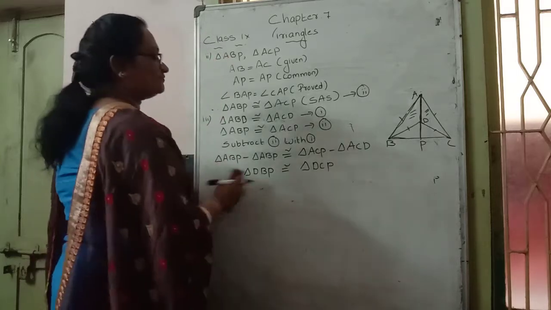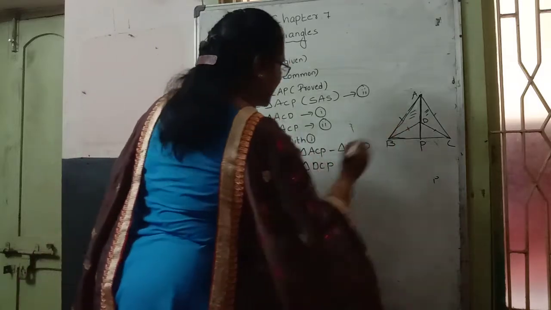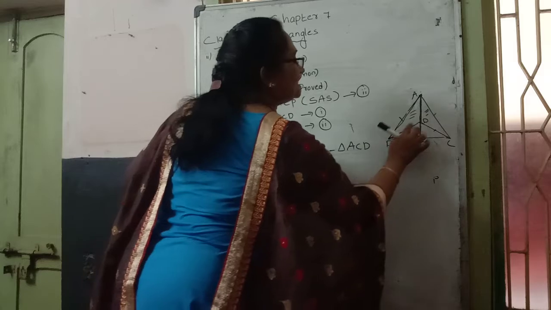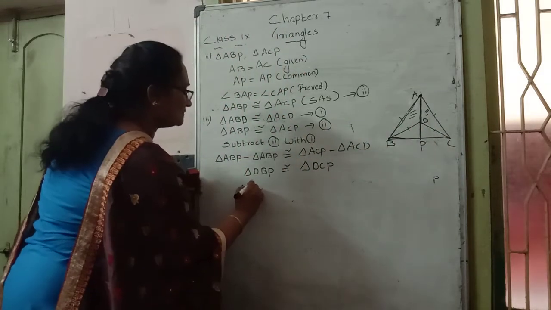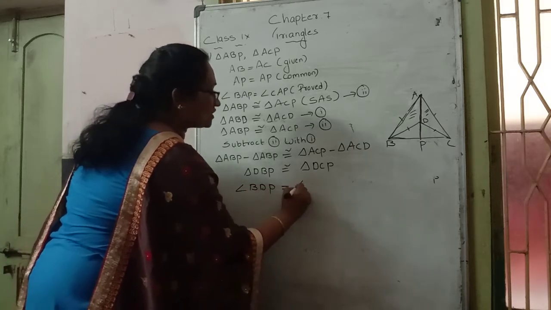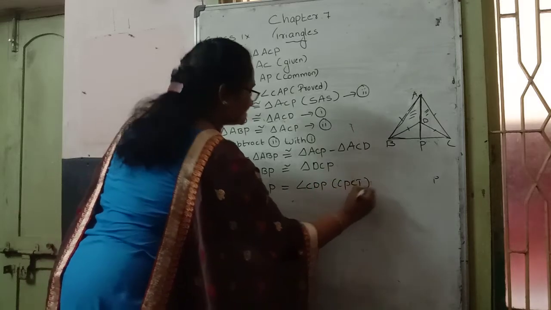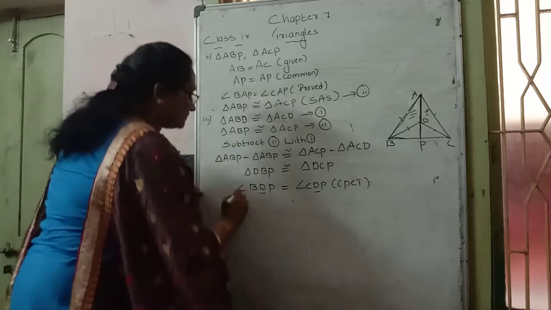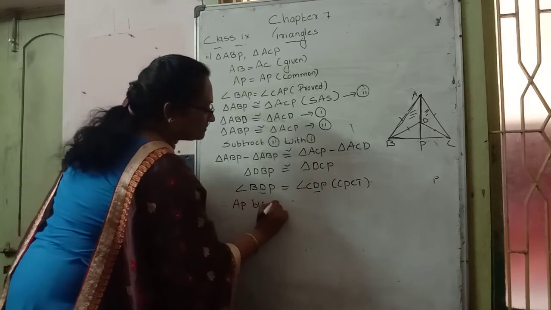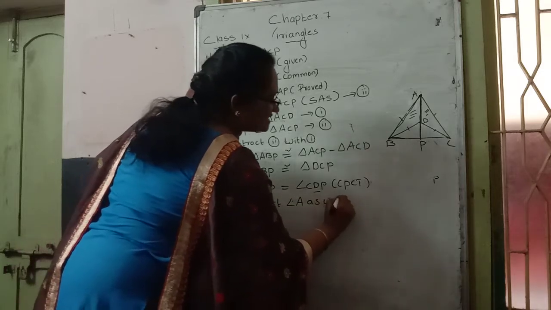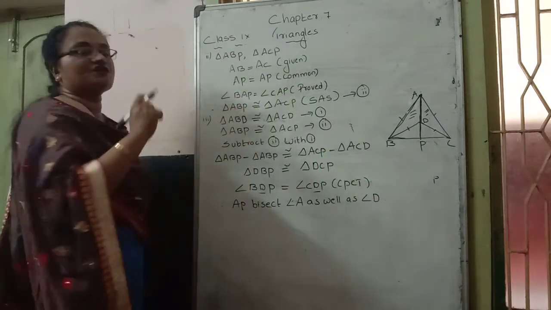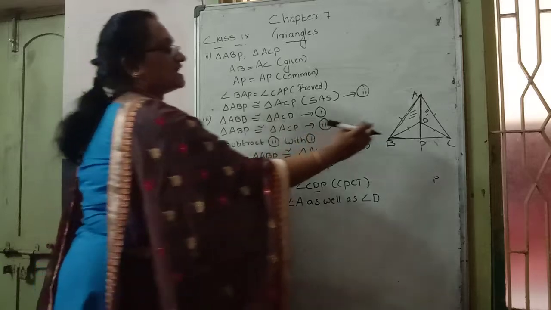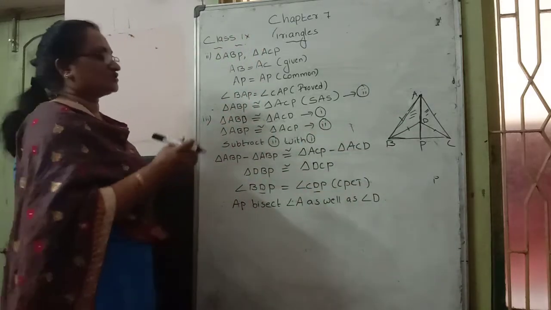Therefore, by CPCT, we can say that the two triangles are congruent. We proved that by CPCT. What can we say? Angle BDP and angle CDP also become equal, by CPCT. See, the D vertex is also cut by this line. That's why we proved that. Therefore, the AP line bisects angle A as well as angle D also. We proved that as the third case also. Bisect means cutting and making it into two equal angles. So we proved the third case.